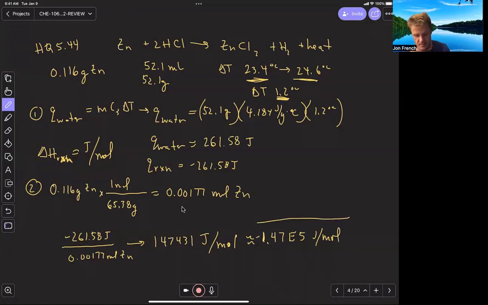And that's a negative, right? Because our heat released was negative. So again, your numbers might not have been exactly the same, but the steps would be the same for question 44.